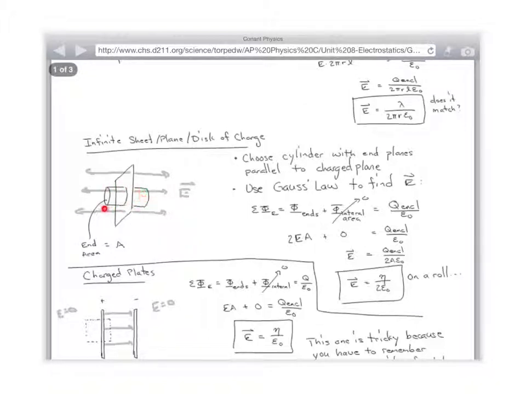Now, we know if this is our Gaussian surface, this little cylinder here, that the total flux through its surfaces is equal to whatever the charge enclosed is, divided by epsilon naught, right? So let's figure out the total flux first. How many surfaces does this cylinder have?